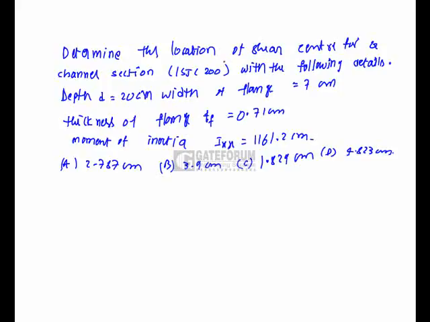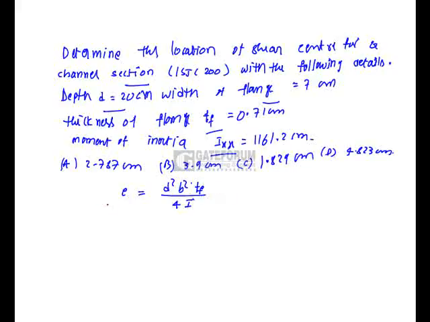Question: determine the location of the shear center for a channel ISJC 200. The channel section is with the following details: depth is given, flange width is given, thickness of the flange is given, and the moment of inertia is given. So the location of shear center e is equal to d square b square into t of the flange divided by 4 into I, the moment of inertia.